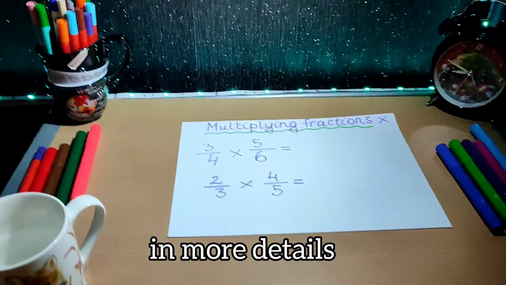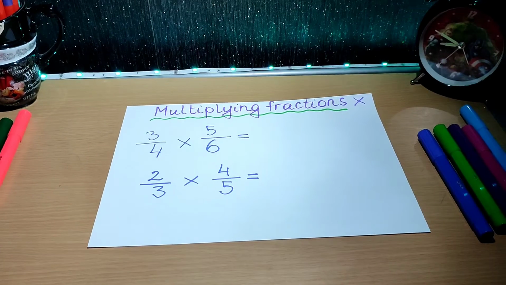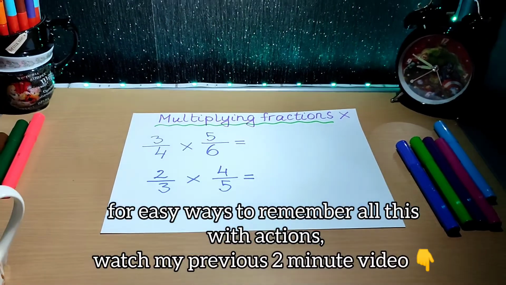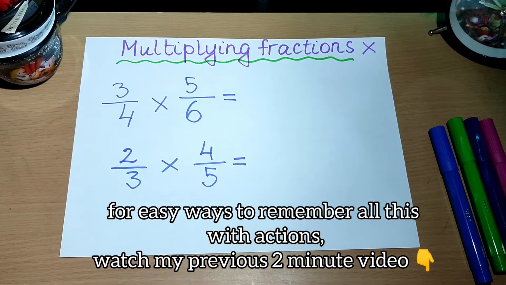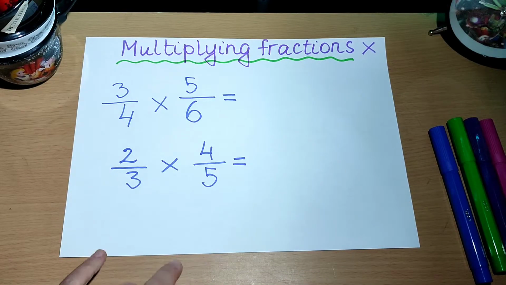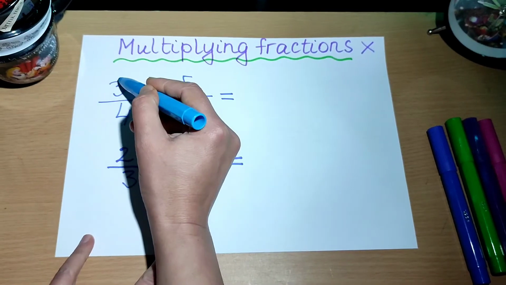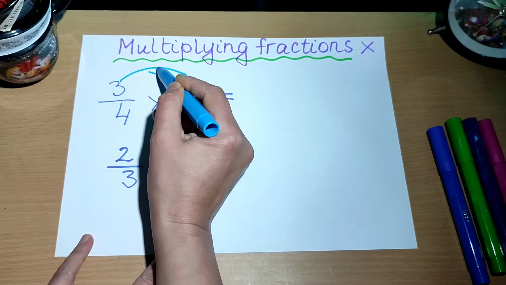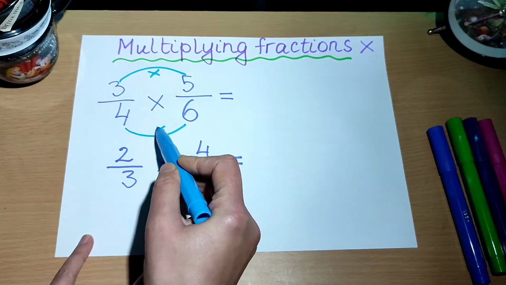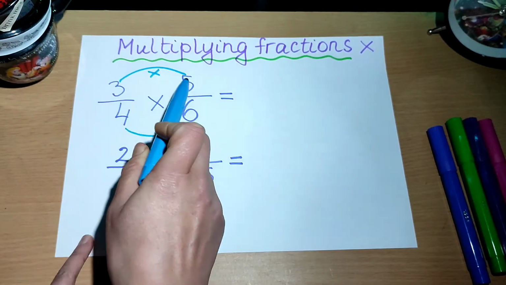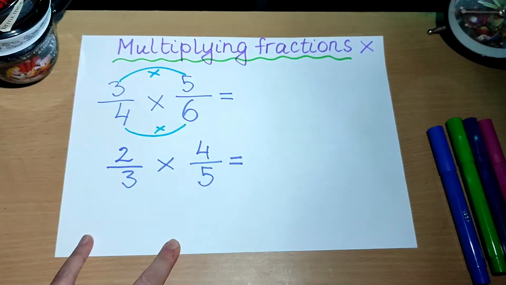Let's have a look at how we multiply fractions. Multiplying fractions is the easiest thing we could ever do. When you multiply fractions, all you do is multiply your numerators and multiply your denominators. So it's times in the top and times in the bottom.